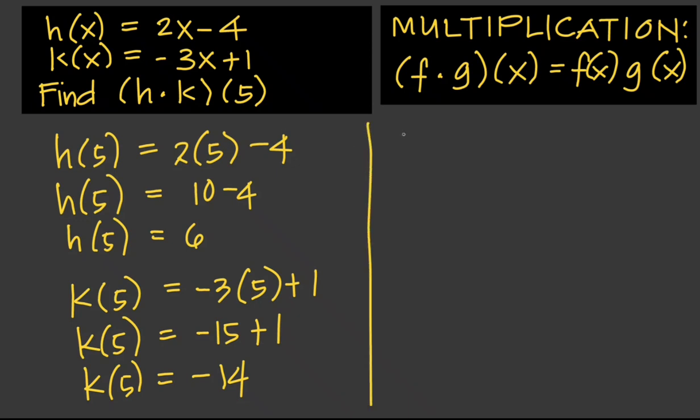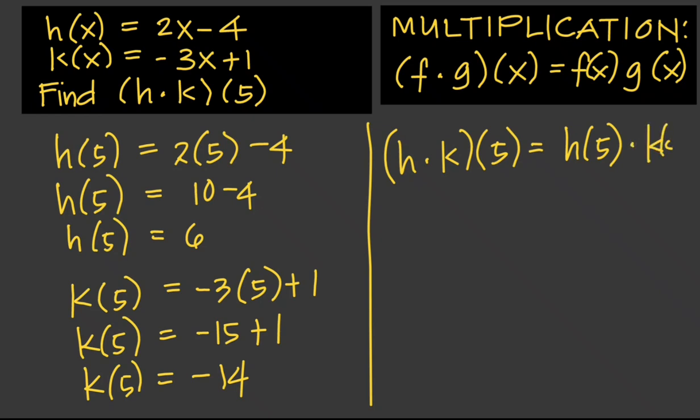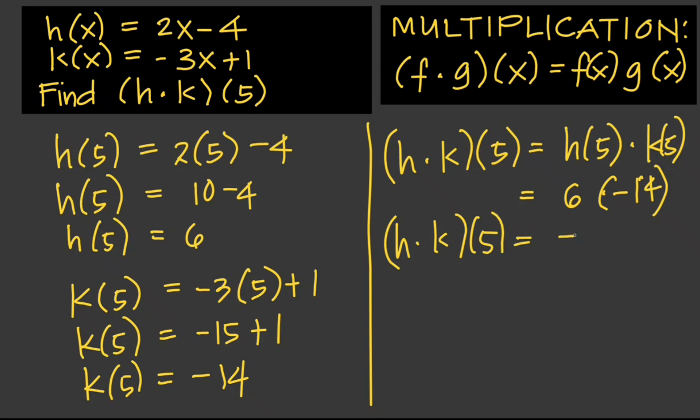Therefore, h times k of 5 is just equal to h of 5 times k of 5, which is just 6 times negative 14. So this is negative 84. So that is our answer.